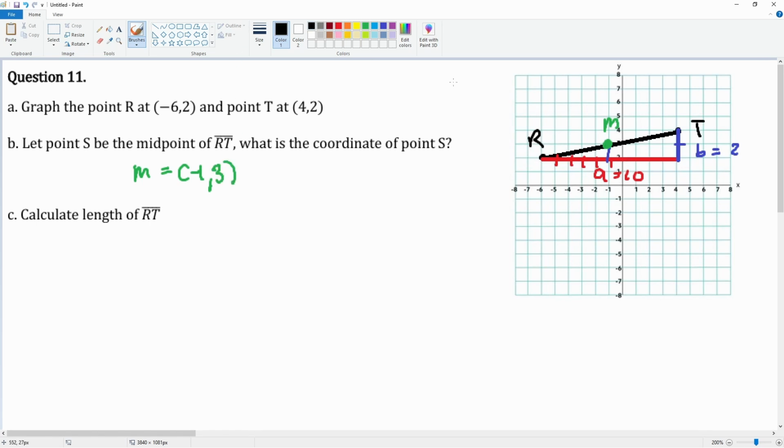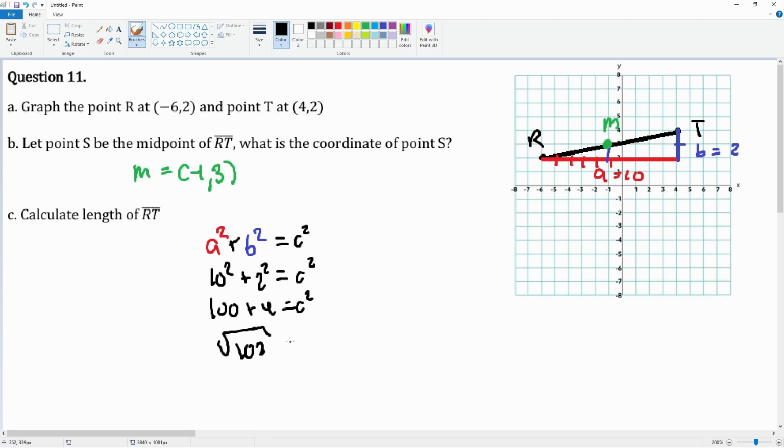The length, again, we can just use the Pythagorean theorem. A squared plus B squared is equal to C squared. So this should be 10 squared plus 2 squared is equal to C squared. 100 plus 4 is equal to C squared. Square root of 102 is equal to C squared. No, 104 is equal to C squared.